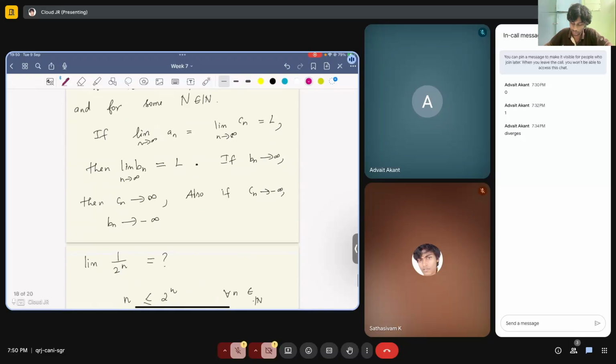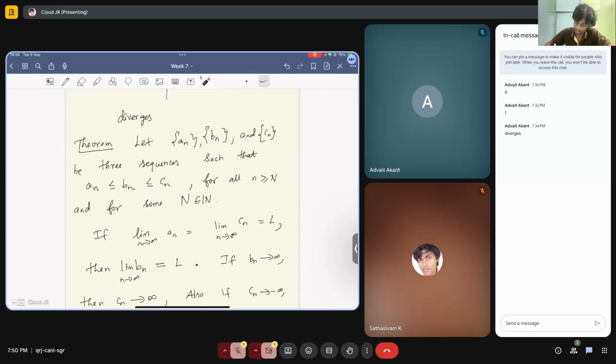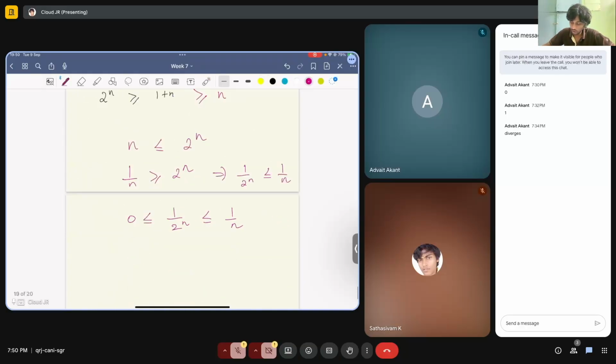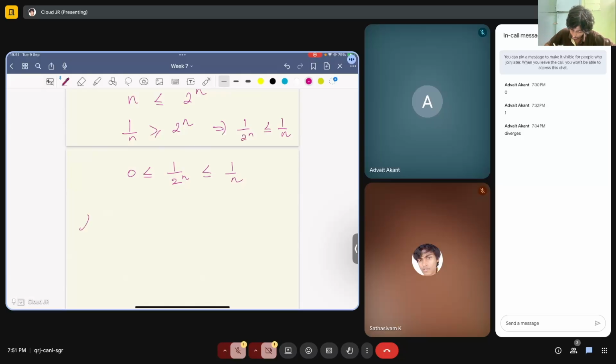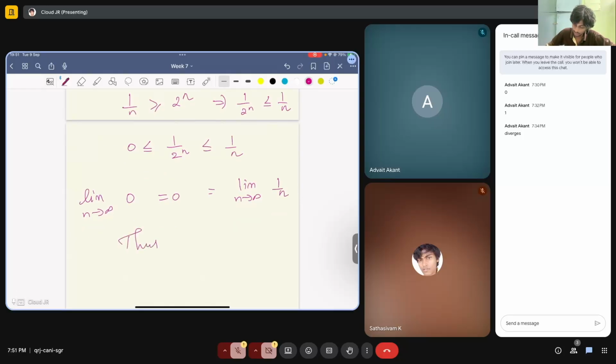Here is the setup for the squeeze theorem. This is also called the sandwich theorem or squeeze theorem, however you want to call it. Now you just look at the limit of this. The limit as n tends to infinity of 0 is 0, which is equal to the limit as n tends to infinity of 1 by n. Thus, the limit as n tends to infinity of 1 by 2 power n is also 0. So you are just using the squeeze theorem and you get it.